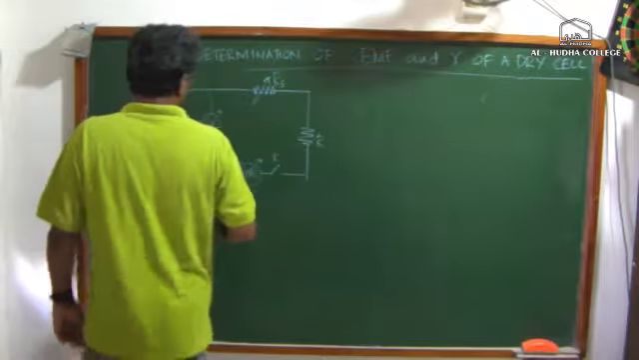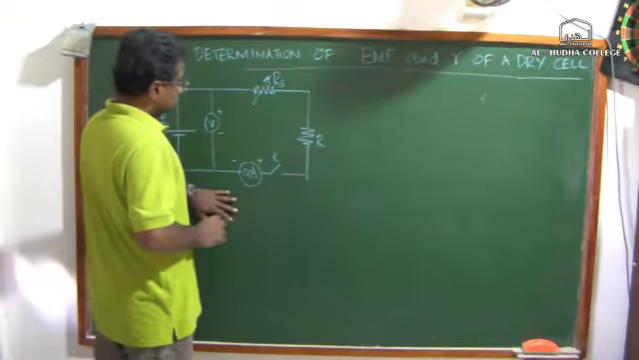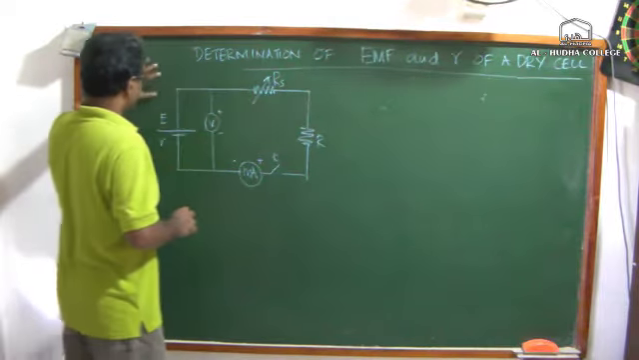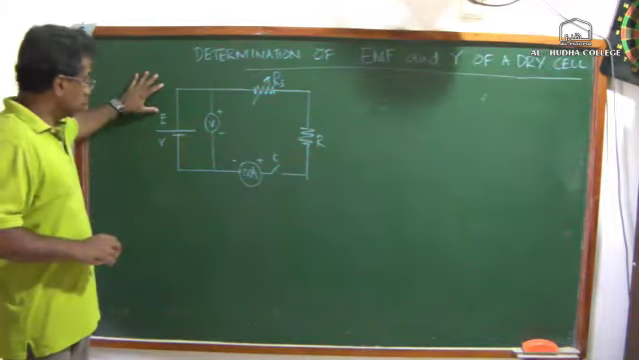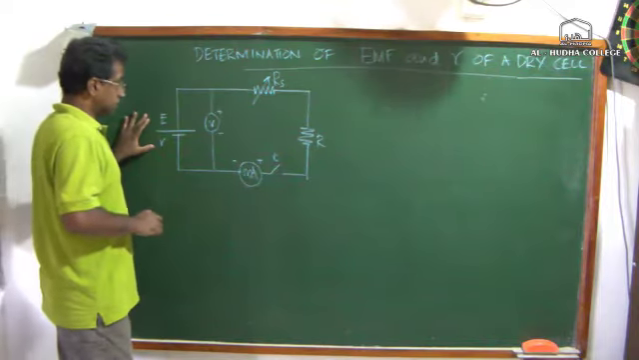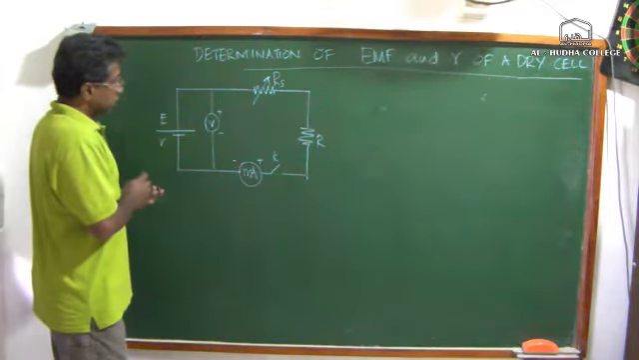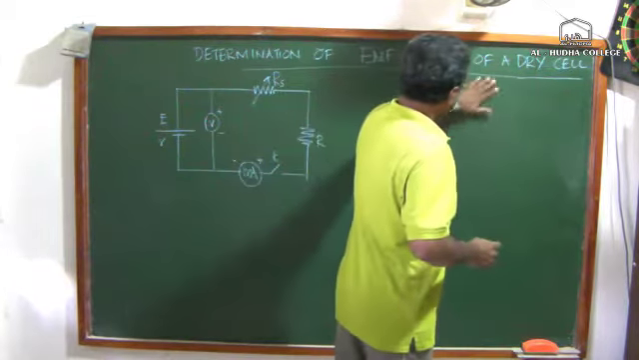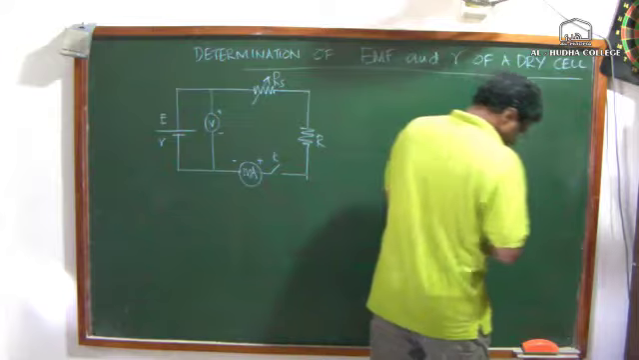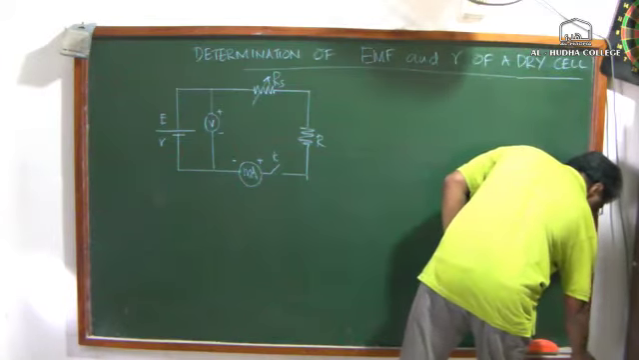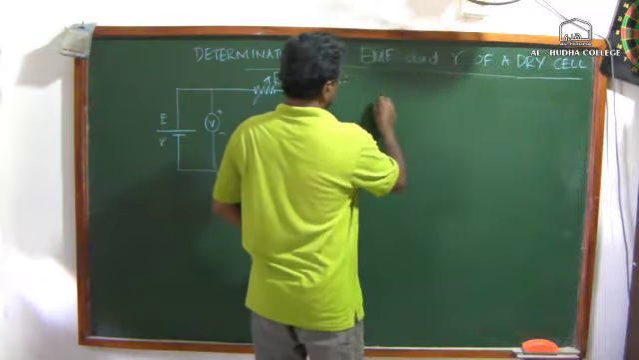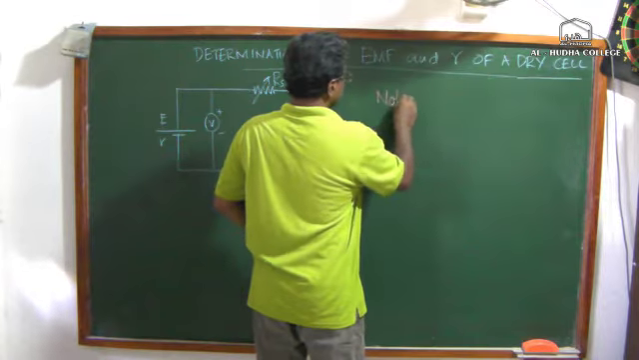Right. So we'll have to write an equation. Now this is a diagram. The purpose is to find the electromotive force and the internal resistance of a dry cell. Right. So before going into the practical, I'll try to refresh how you have to write the equation.